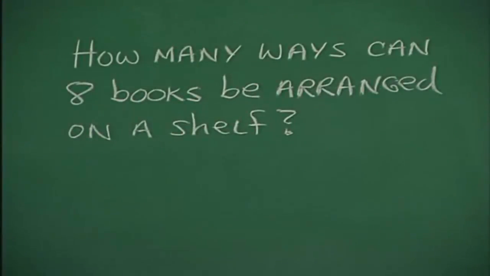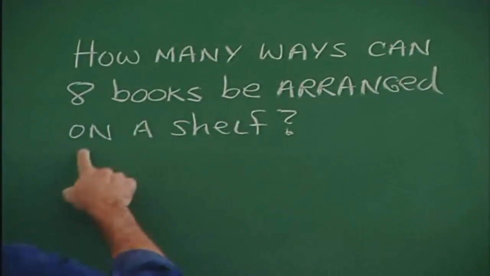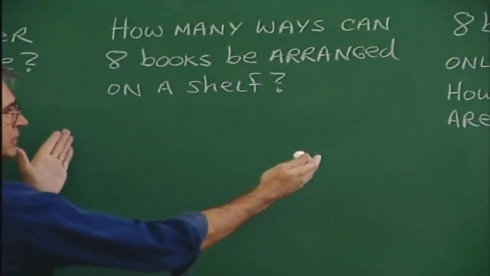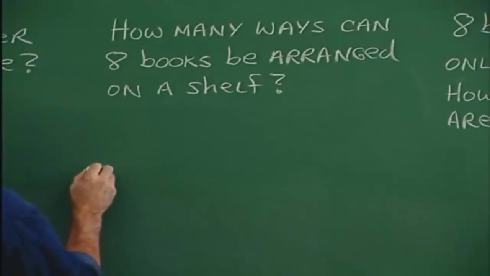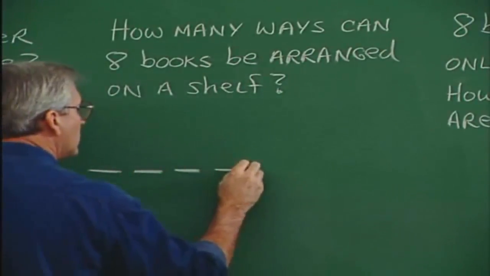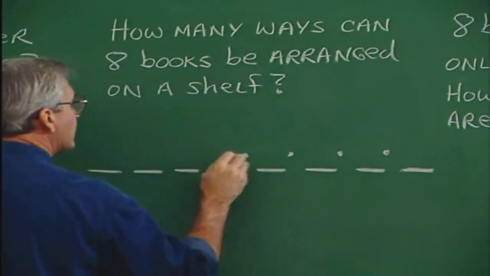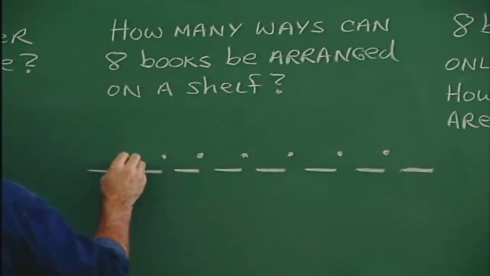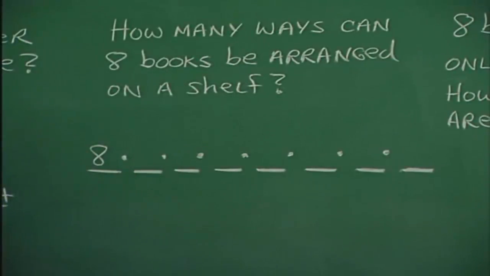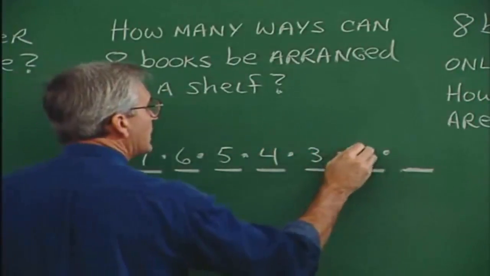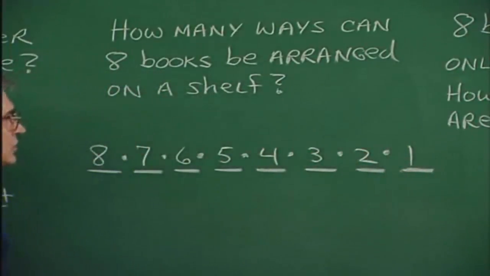Here's another one, same idea. How many ways can 8 books be arranged on a shelf? Well, if we have 8 books, we have 8 positions for choices. I'm just going to write 8 blanks. And how many choices do we have for the first book? Well, if we're looking at our 8 books, we have 8 books to choose from. After we place that first book on a shelf, we only have 7 choices for the next book, and then 6 for the one after that, then 5, then 4, 3, 2, and 1 for the last choice.